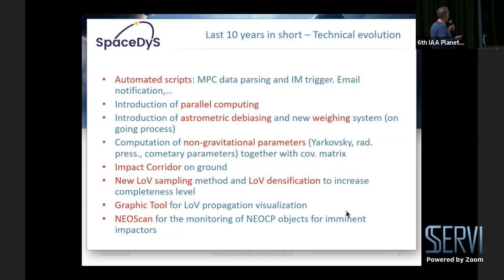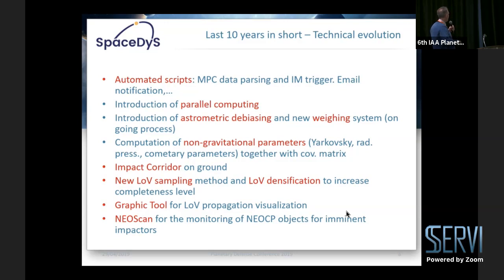We are able to compute also the impact corridor on ground. This is an activity developed for ESA. We introduced a new line of variation sampling that allowed us to increase the completeness level of the computation. We also produced a graphic tool for the line of variation propagation visualization.